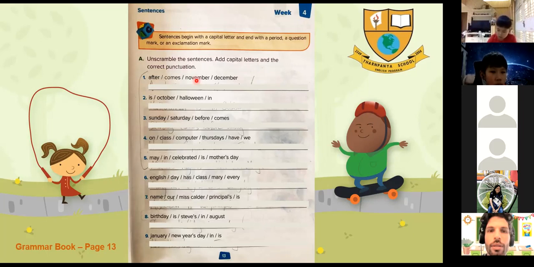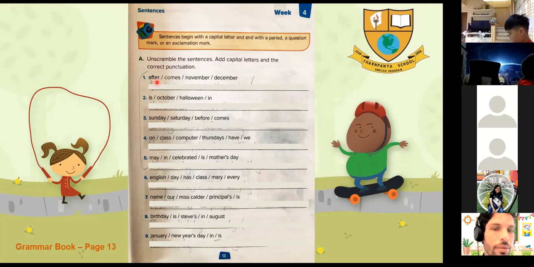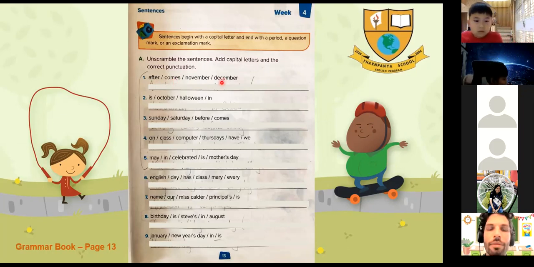November comes after December. Are you sure? Yes. Okay. December comes after November. So the first word of the sentence, what do we need to use at the beginning?